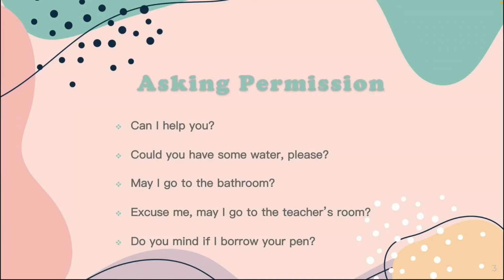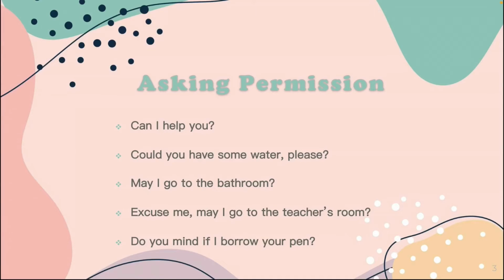Alright, there are some ways to ask permission in English. Like the ones on the slide here: can I, could I, may I, and the phrase do you mind. The sentence structures can I, could I, and may I are followed by the verb, and the phrase do you mind is followed by if, the subject, and also the verb.